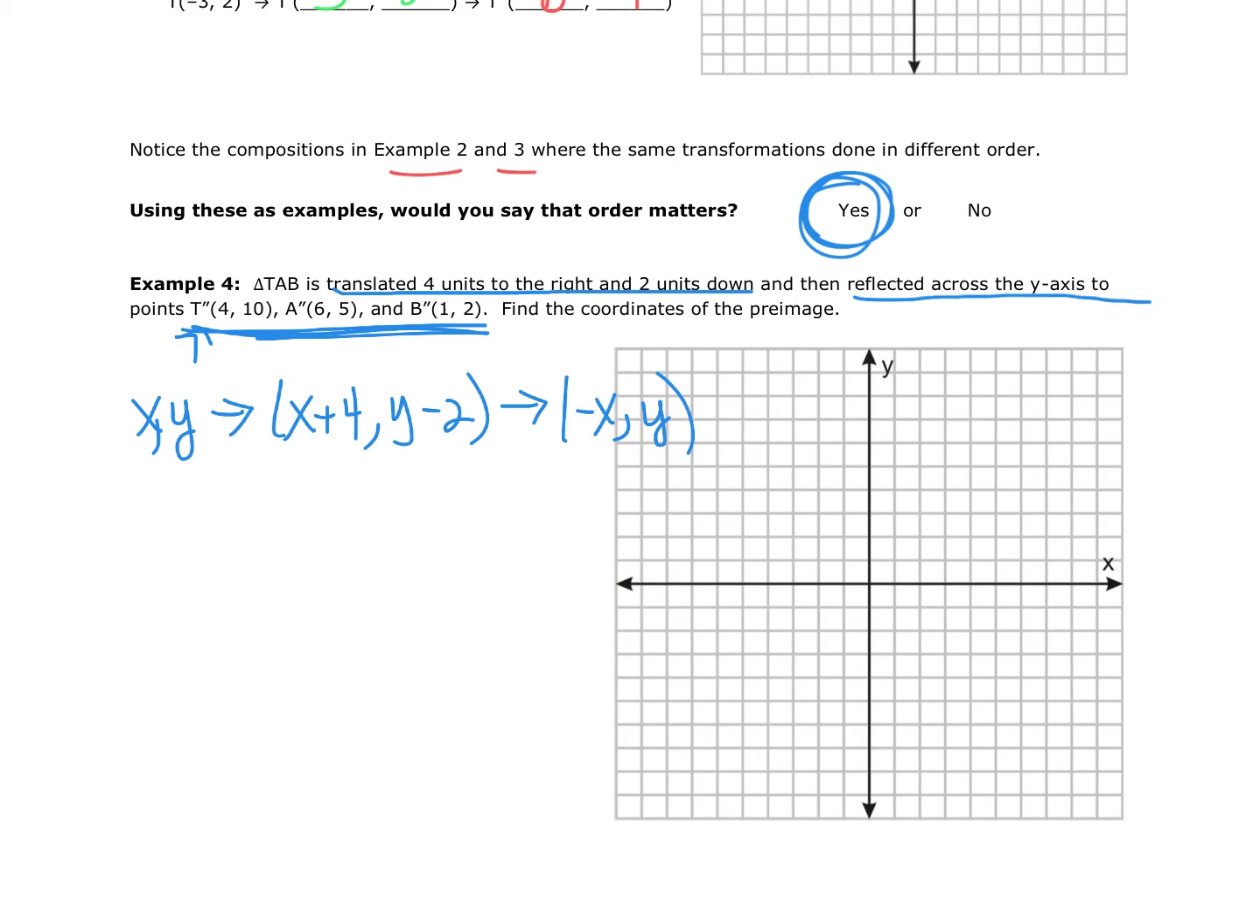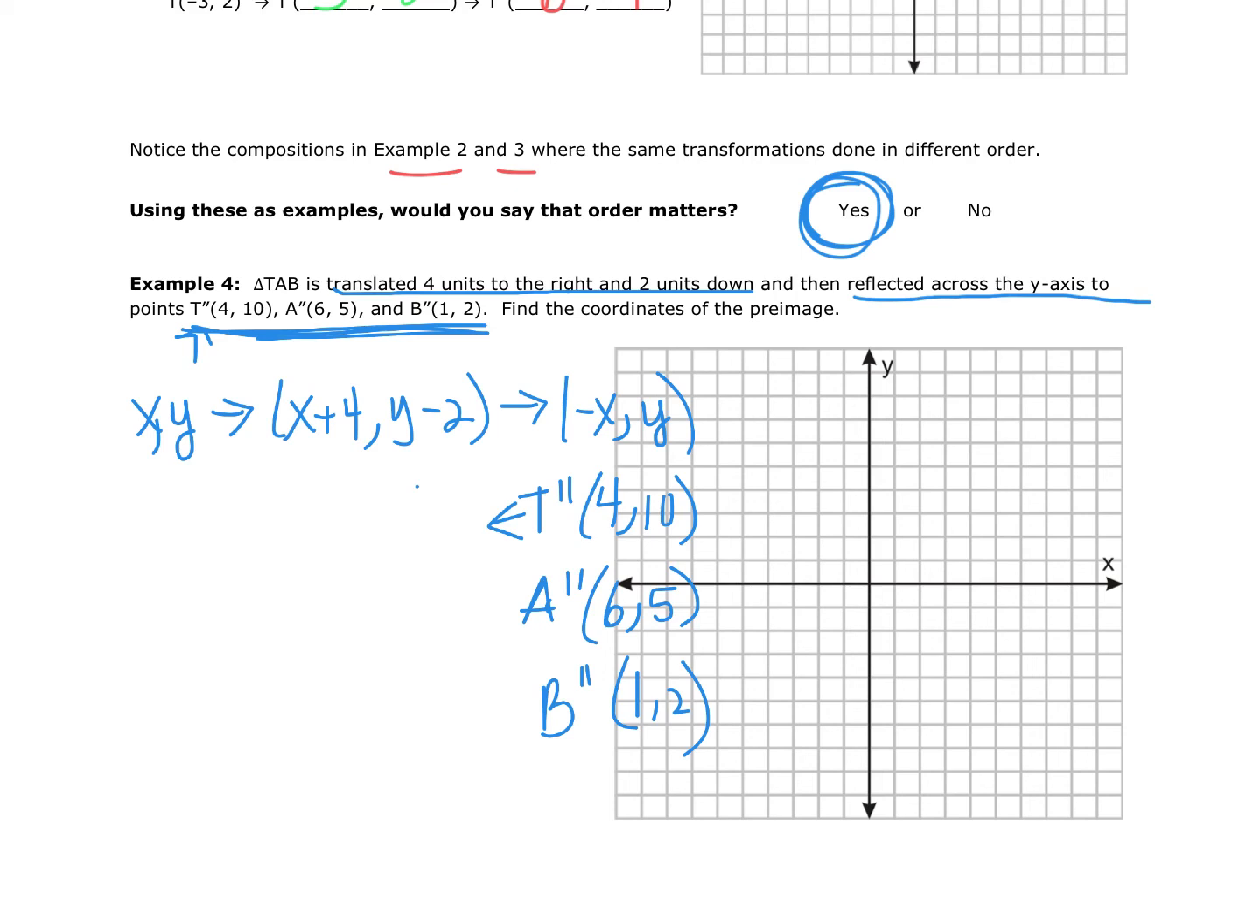All right, so what happens is we're given all of these points. So T double prime is 4, 10. A double prime is 6, 5. And B double prime is 1, 2. So when we go backwards, when you flip over the axis and then flip back, it's going to be the same transformation. Your y's are still going to be the same, and your x's are still going to be opposite. So that means we're going to still do the negative x, y's.